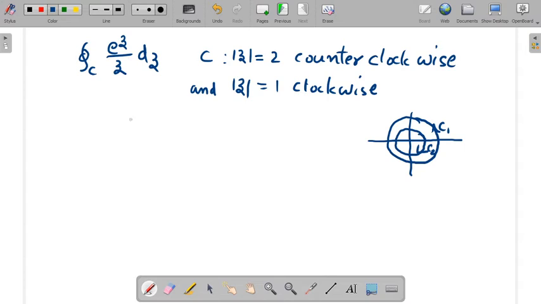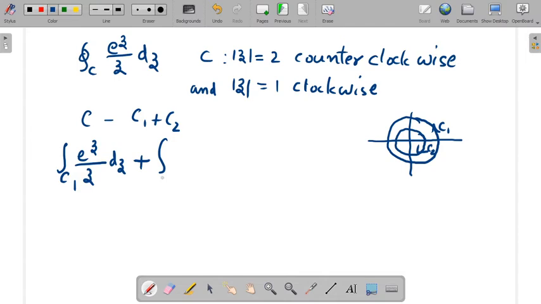So see here our C is C1 plus C2. It's a combination of these two. So see here already one is in clockwise and the other is in anti-clockwise direction. And hence we can say integral over C1 e^z/z dz plus integral over C2.